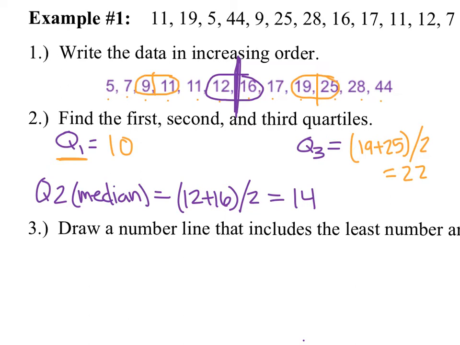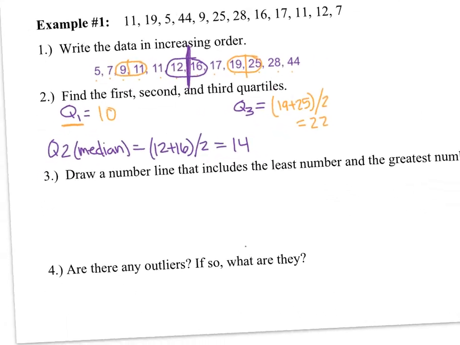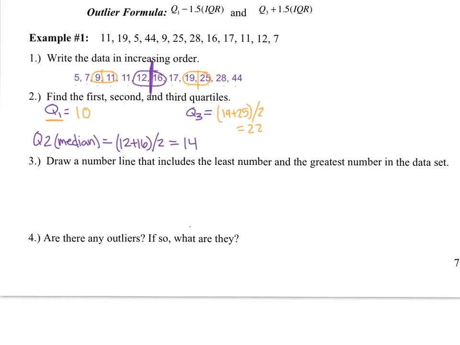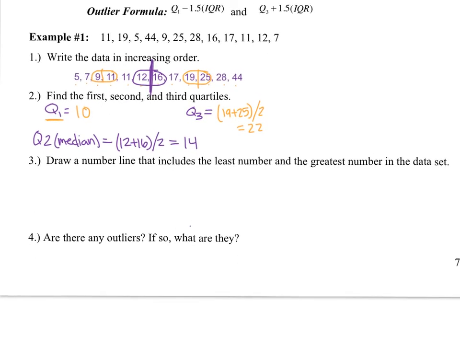So now it says, draw a number line that includes the least number and the greatest number in the data set. What that means, guys, is you just have to make sure your number line includes all your data values. If your lowest data value is 5, you can't start your number line at 10. And if your highest is 44, you can't stop at 36. It has to include every value. So I'm going to pause it again and try to do a somewhat neat number line here for you guys. As I pause it, you can pause it too if you like.